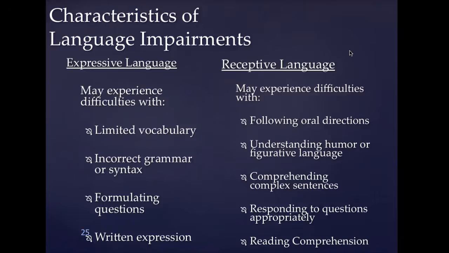And on the right-hand side, you see receptive language, and that's comprehension, what you're able to understand. And people who have difficulty with that might demonstrate it by having difficulty following directions, not understanding humor or figurative language, comprehending complex sentences, responding to questions appropriately, and reading comprehension. Those are just a few different characteristics or examples.